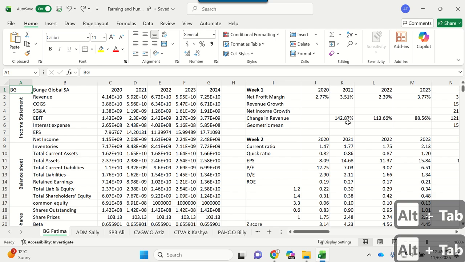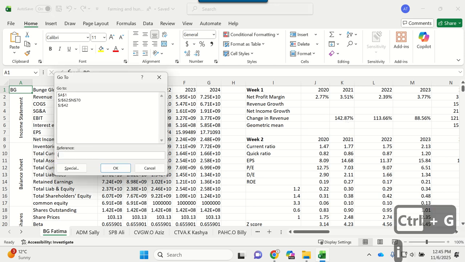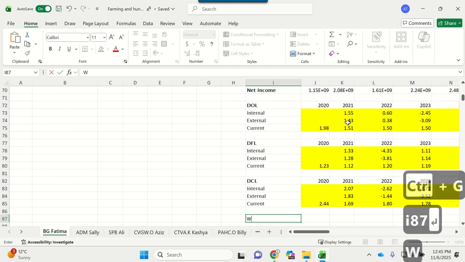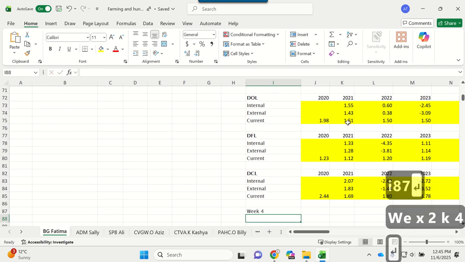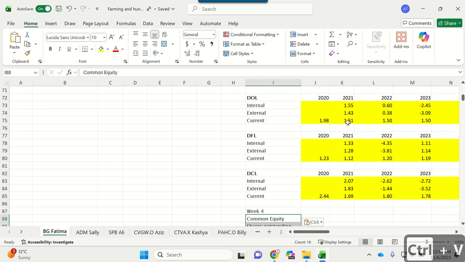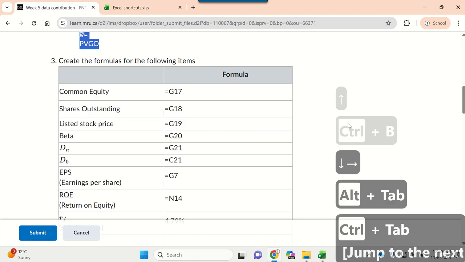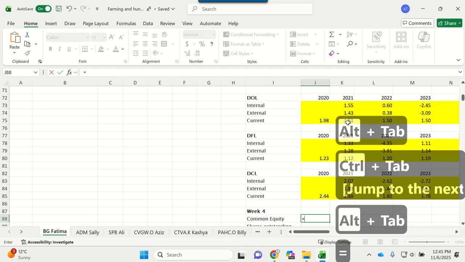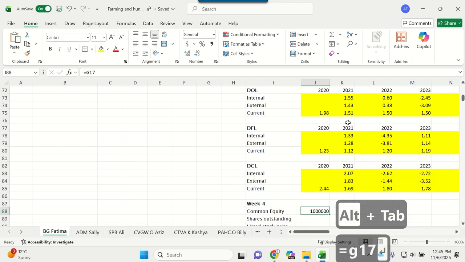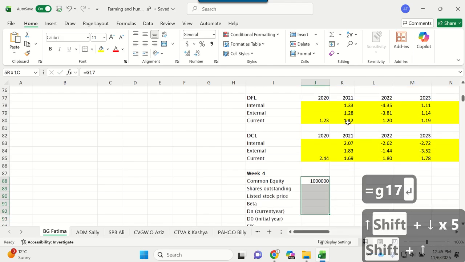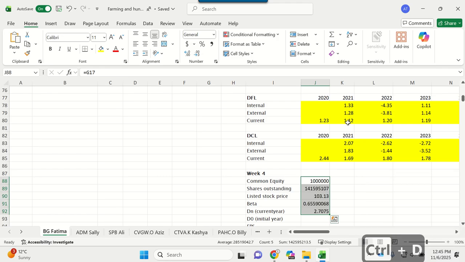So Alt-Tab into our Excel spreadsheet that we have open, and I'm going to go Control G to I-87, enter, and I'm going to type in week 4, enter, and right before I bold it, while I'm on this cell, I'm going to go Control V to paste the words that I copied. I'm going to go back to week 4 and Control B to bold it, and now I'm going to start with my formulas. So that is G17, enter, and I'm going to go back up to it and shift all the way down to the dividend for the current year and Control D.